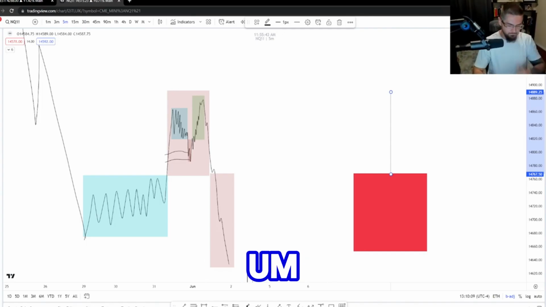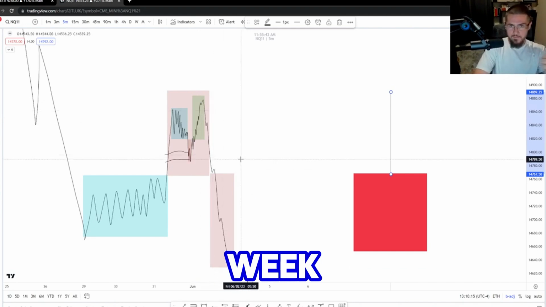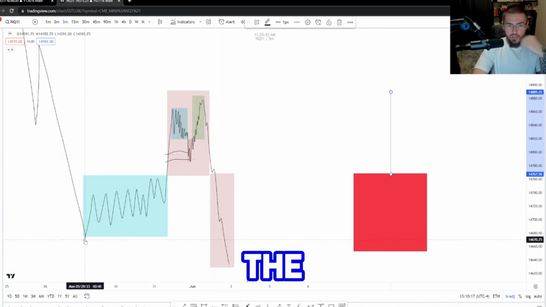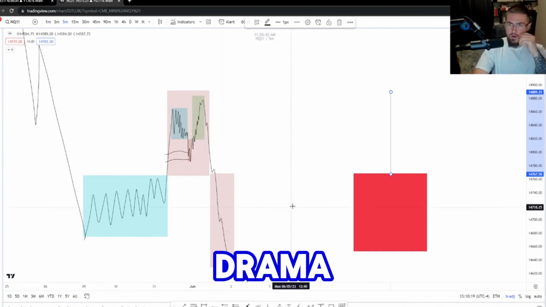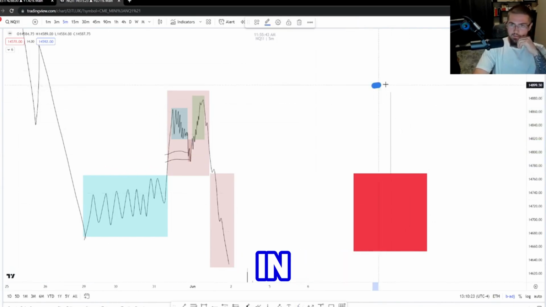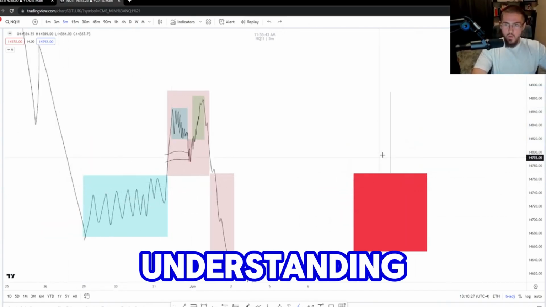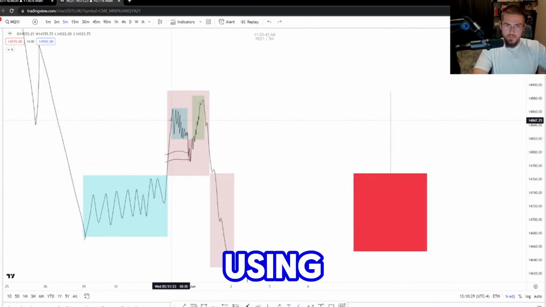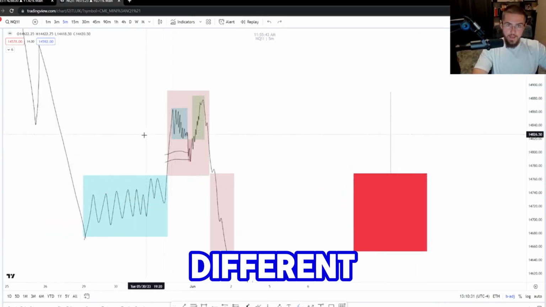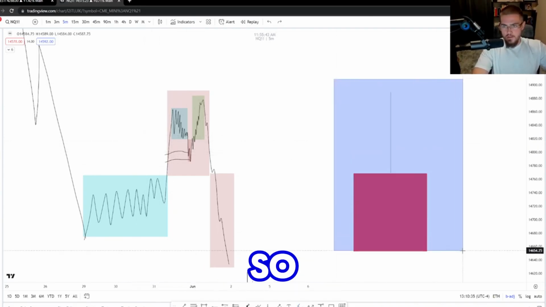But so if you're looking to be a short seller in this week, right? Maybe you bought puts for the low of the week or whatever weekly drawn liquidity you're looking at. Well, obviously the ideal area to get in is going to be in this wick, right? So the way we do that is understanding when that wick's likely to be created using multiple different power of 3 concepts within one.